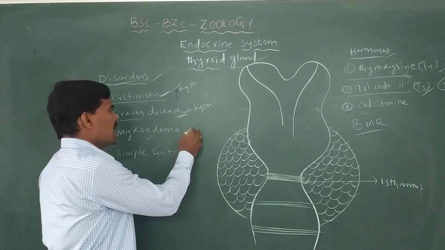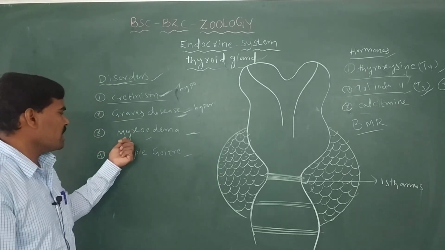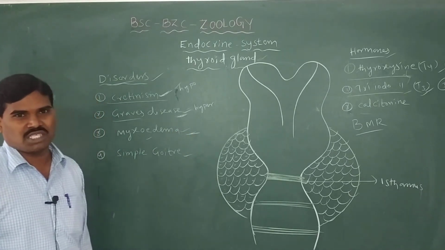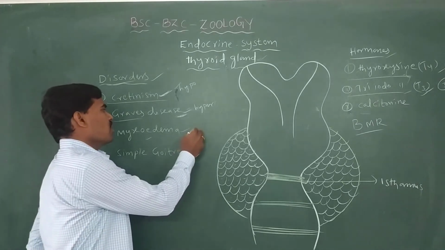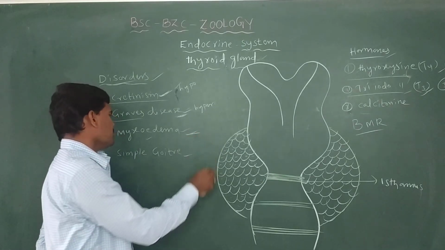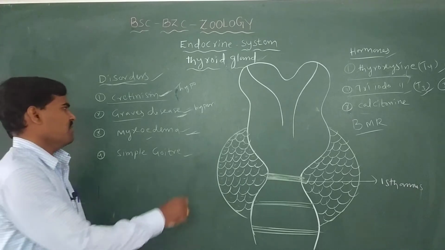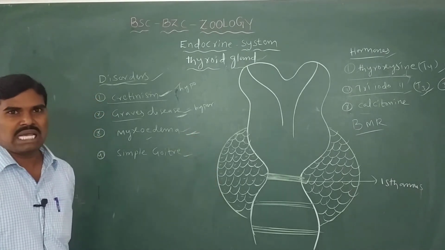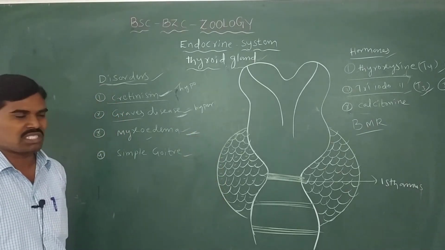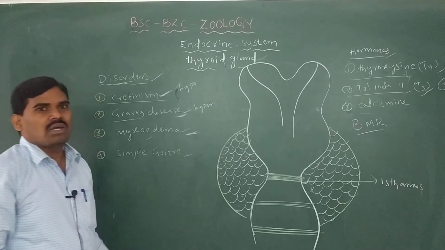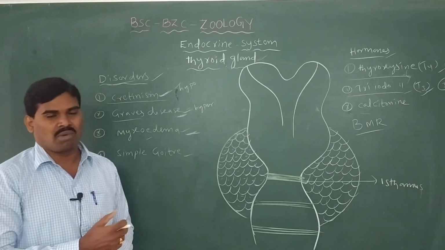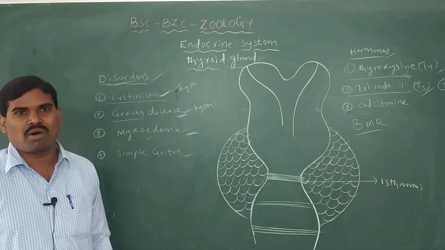Myxoedema occurs in the adult stage of human beings, mainly women. Another name for myxoedema is the girls' disease, as mainly women suffer from it in the adult stage. It is caused by the lack of thyroxine hormones, or the hyposecretion of thyroxine hormones in the adult stage. With the lack of thyroxine hormones, water molecules get deposited in the body parts.